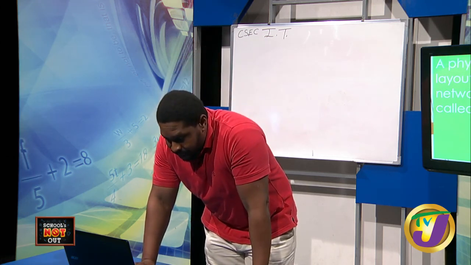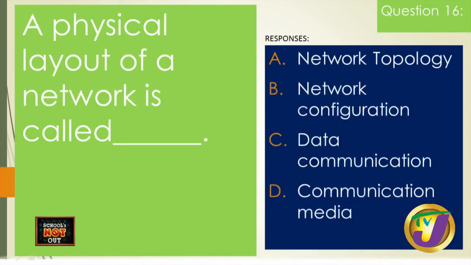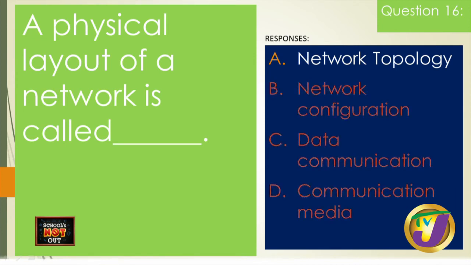Okay, so we're at question 16. The physical layout of a network is called: A, network topology; B, network configuration; C, data communication; D, communication media. Again, some of these are just complete distractors, and the answer is topology. And this topology, of course, we studied three: star, bus, ring. Those are the three that we've studied. There are more, but you only need to know those three for now.